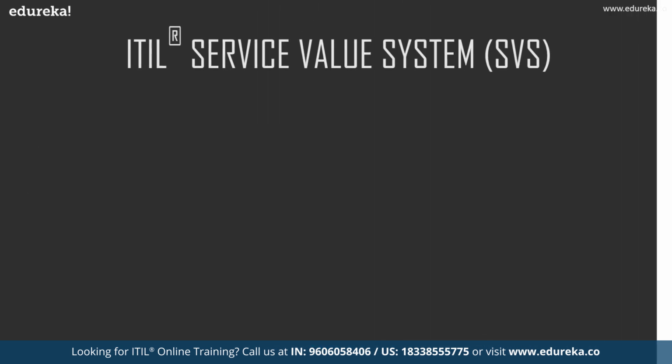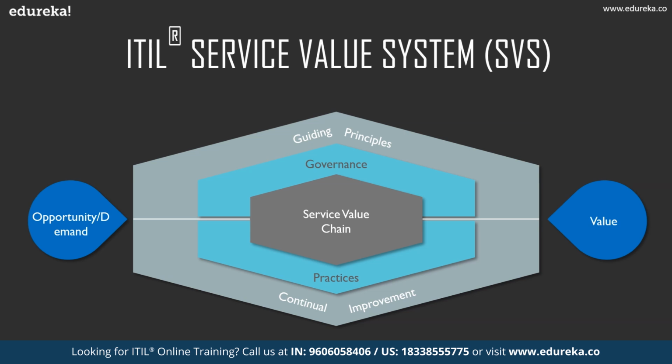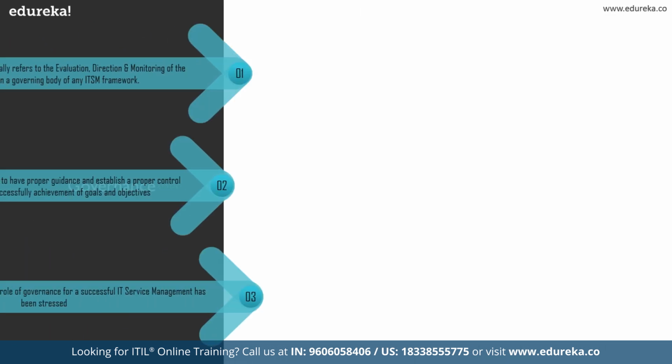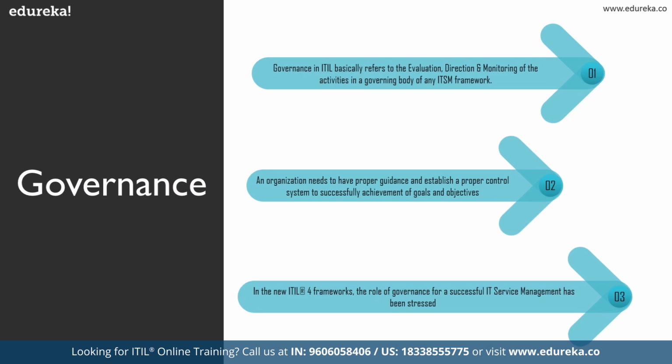Accordingly, it goes. Now, the next component in the service value system is governance. Governance basically refers to evaluation, direction, and monitoring of activities by the governing body of any ITSM framework. When an organization has a direction, for example, a bank says, I want to have 100 ATM centers established across the region, that is the direction the bank has. Now, how can this IT service organization enable it? It also needs to set a direction in terms of targets for the service management organization. So this needs proper guidance and a proper control system so that goals and objectives can be achieved successfully.